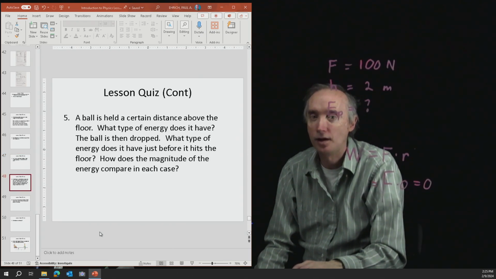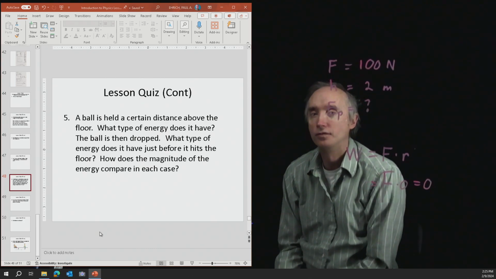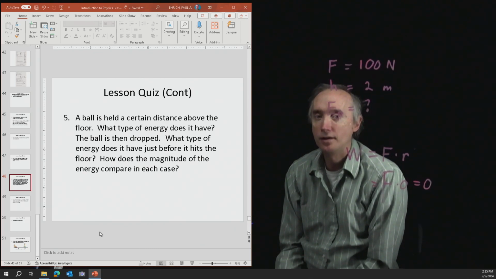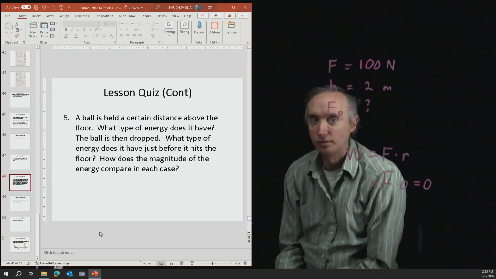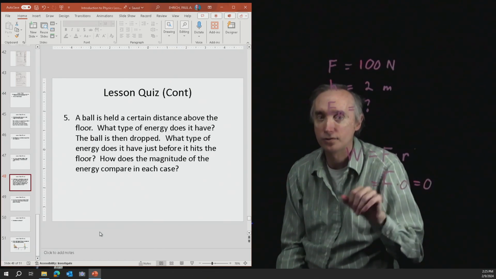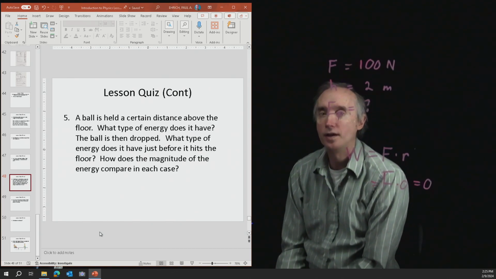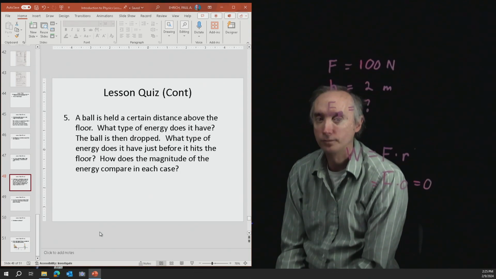So let's go to number 5. A ball is held a certain distance above the floor. What type of energy does it have? Potential. So it has potential energy, mgh. The ball is then dropped. What type of energy does it have just before it hits the floor?